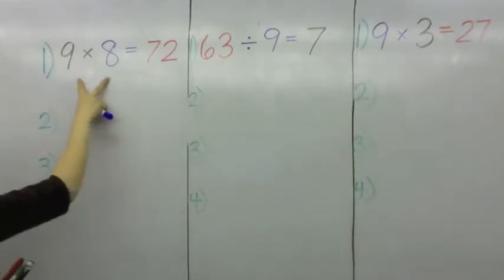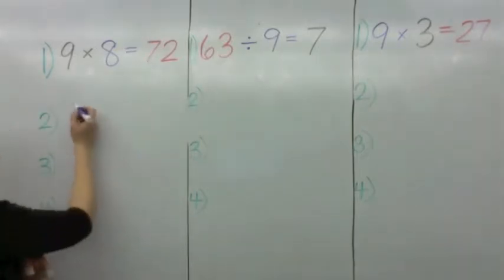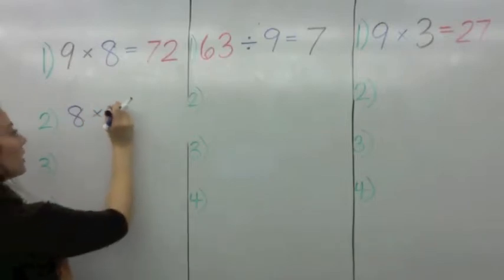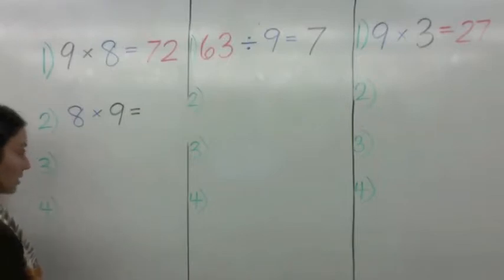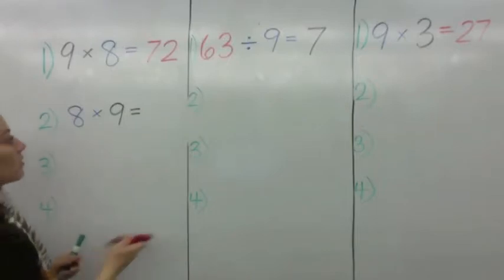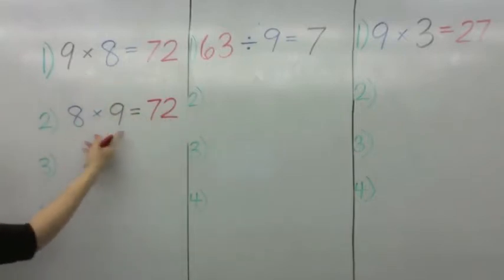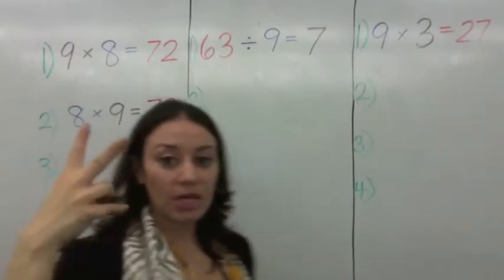So what could you do to make the next multiplication problem? You could flip 8 and 9, right? So the second one is going to be 8 times 9. And will that still give you 72? Yes. Okay? Because that's the commutative property. It says even if you switch these numbers, you're going to end up with the same answer. Okay, so we have our 2 multiplication problems.